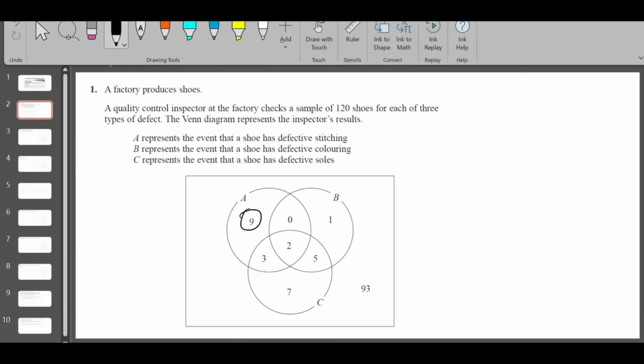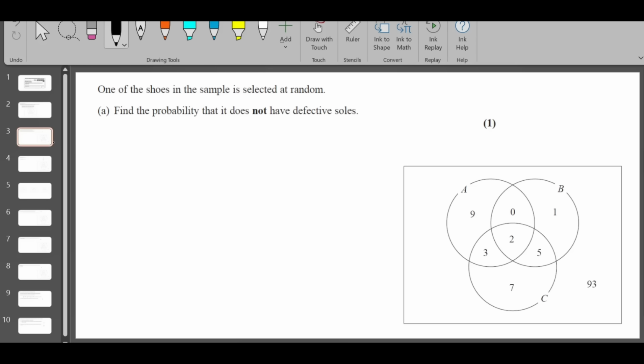All the numbers you have here are not probabilities, they are counts actually. So whenever you find the probability, you need to divide by 120, the total number. Let's look at part A of the question. One of the shoes in the sample is selected at random. I put the Venn diagram here again. Find the probability that it does not have defective soles.